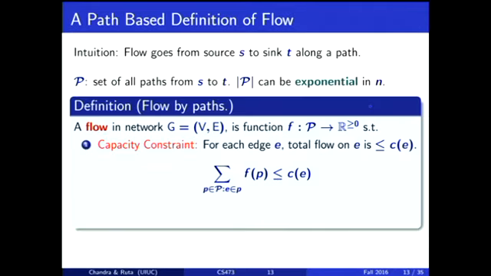Now I'm going to define flow very differently, in a somewhat more intuitive definition for some applications. So what is flow? We define flow locally: if you look at each edge, how much flow is going on there, how much traffic is going there? Then at any internal node, what is coming in should be equal to what is going out.